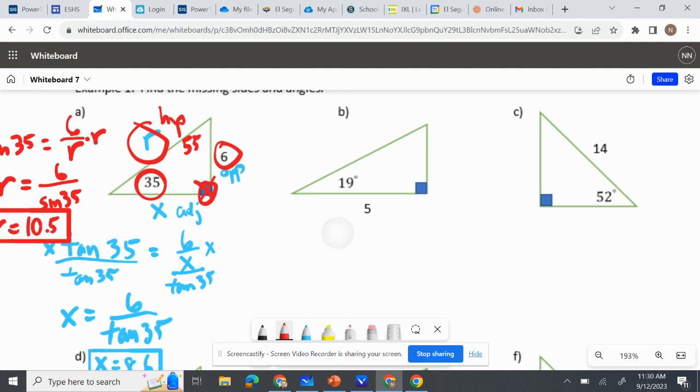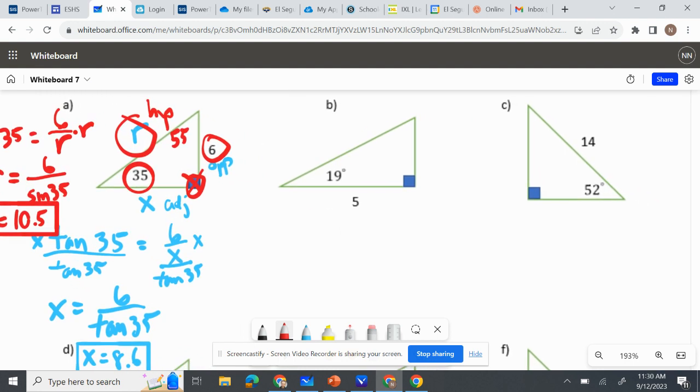So let's look at letter B. I'm going to solve for y and r, y being my vertical and r being my radius of the unit circle, which is always going to be the hypotenuse. But we'll get into that another day. I'm going to solve for my y value first. So this is my opposite side. This is my adjacent side. Opposite over adjacent is tangent. So I'm going to do tangent of 19 is equal to y over 5.